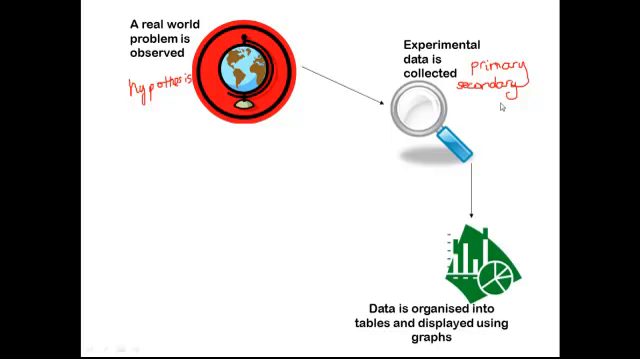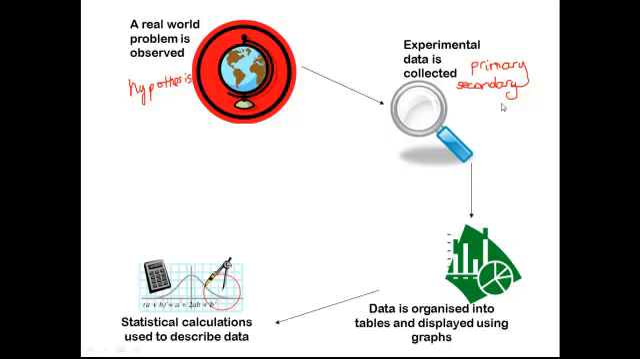Once we've collected our data, we can organize the data into tables and graphs so that it's easy to understand. And we'll also do some statistical calculations to describe the data. So these calculations are things you've probably already seen before: mean, median, mode, range, things like that. So that's how we summarize the data.